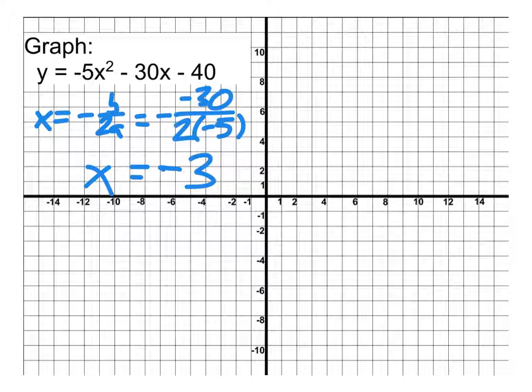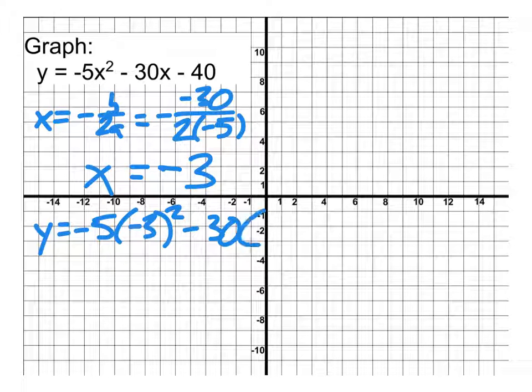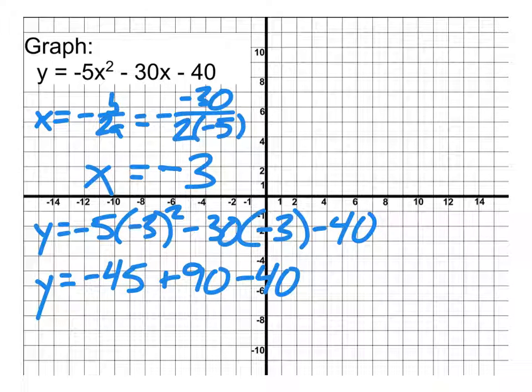Now to find the y-coordinate, remember that we plug that back into the original equation. So I now go y equals negative 5 times a negative 3 squared minus 30 times a negative 3 minus 40. Then go ahead and figure out what that gives you. And when you do that calculation, you should find that the y-coordinate is 5, which means that the vertex of this equation here is going to be at negative 3, 5.